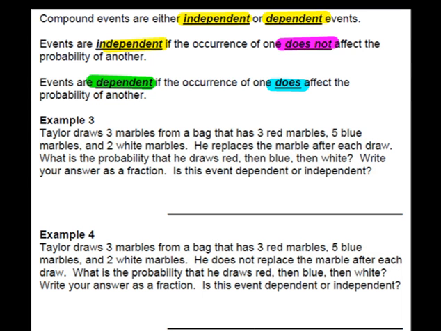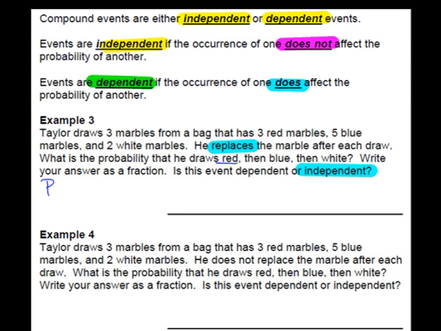Well, the key word right here is that he replaces. That means he pulls it out and looks like, oh, cool, I got a marble. Writes down what he has, puts it back in the bag, and shakes it up again. If he's replacing it, that makes it an independent event, because the bag of marbles has not changed from the beginning.